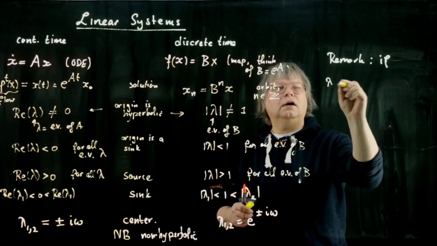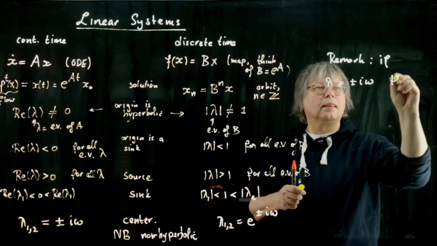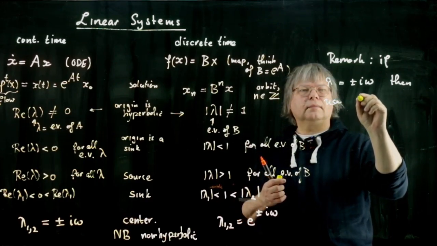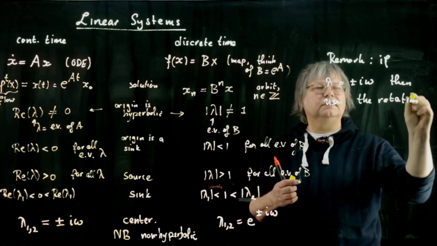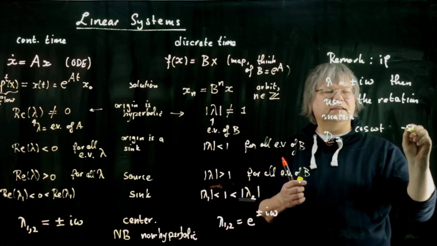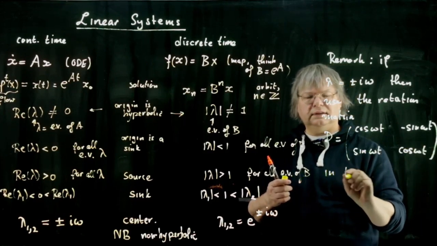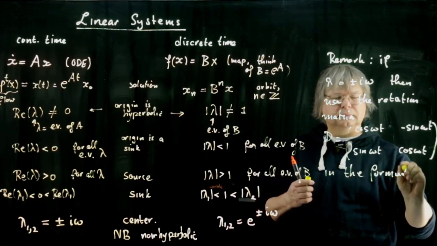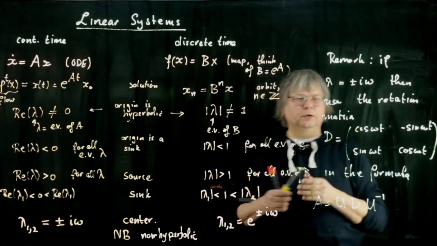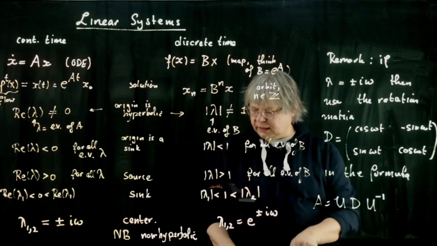And a little remark: if the eigenvalues are plus or minus i omega, then instead of using complex eigenvalues, I'm going to use a rotation matrix. D is cos omega t, minus sine omega t, sine omega t, cos omega t, in the formula A is U D U inverse. Turns out that this form is much more transparent than using complex eigenvalues, so that's what I would suggest in this case.